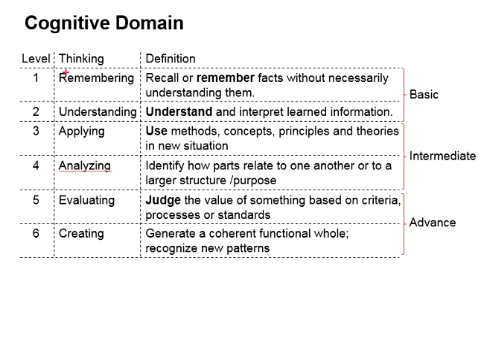The easiest one will be remembering something. This involves recalling and remembering facts without necessarily understanding them. As long as the students can recall the things that you teach in the class, it is considered achieving level 1 of the cognitive domain. Now slightly higher than remembering, the students need to understand and interpret the learned information. Not just the ability to remember, the students will have to demonstrate the ability to understand the information.